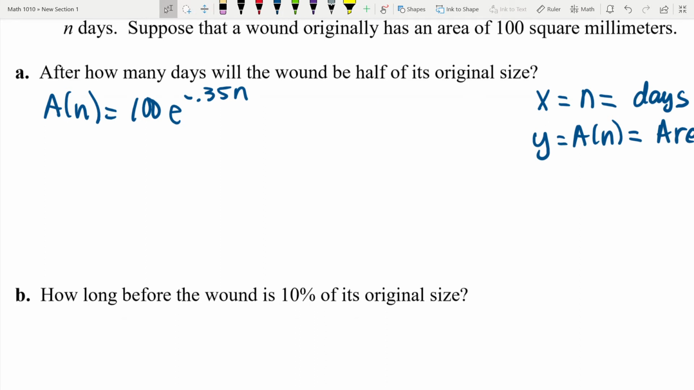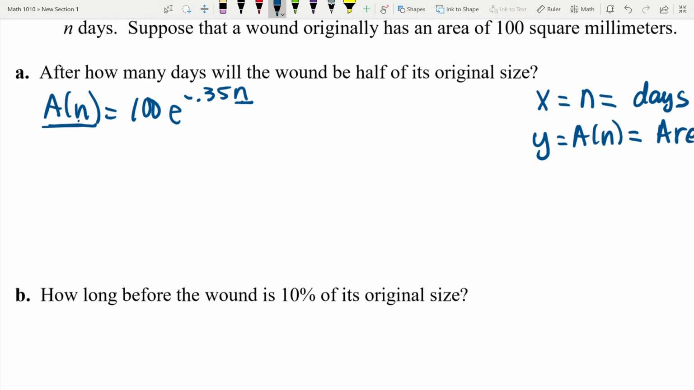I have two variables. One variable is A sub n, which stands for area. I have a second variable, n, which is days. I have to read the question. They're going to give me a number. I have to decide if I put the number in for n and then figure out what A sub n is, or if I put the number in for A sub n and figure out what n is. If you put it in the wrong place, you're going to miss it.